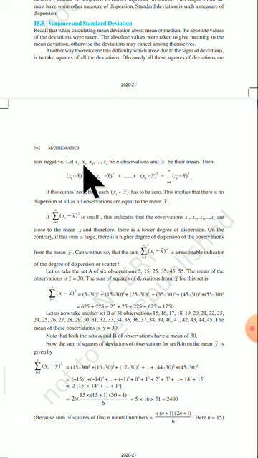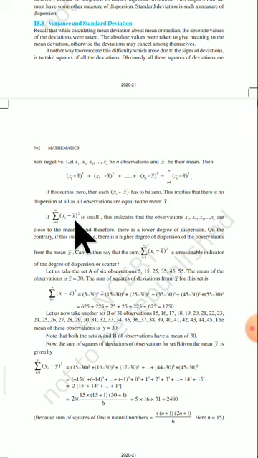Let x1 up to xn be n observations, and x bar be their mean. Then we take the sum of the squares of deviations, that is the summation of xi minus x bar square. Next, if this sum is 0, then each xi minus x bar has to be 0. This implies there is no dispersion at all, as all observations are equal to the mean x bar.